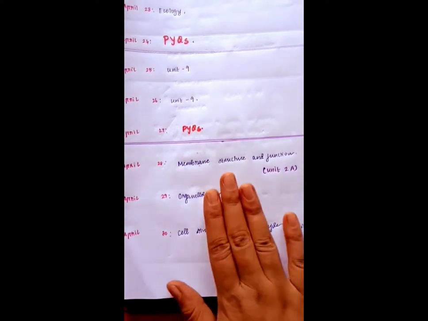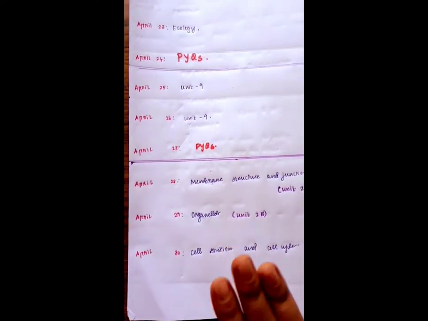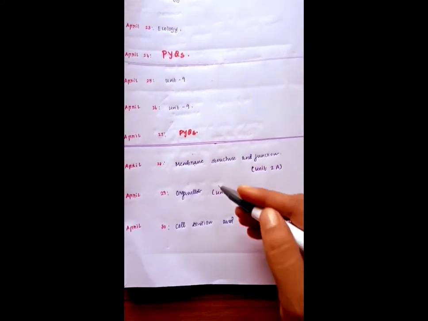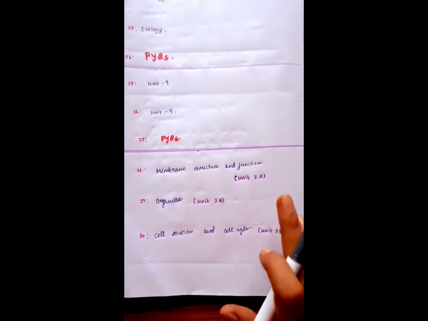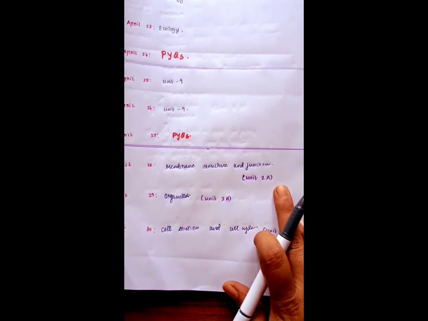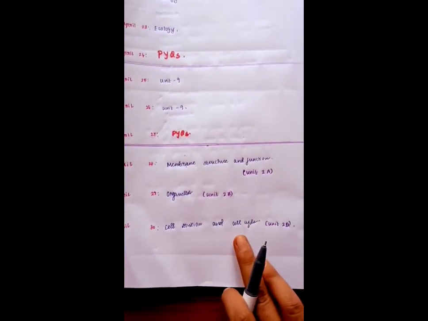Next is the second unit. I'm going to take 5 days to prepare. On the first day we'll study membrane structure and function, the next day is organelles, and the next day is cell division and cell cycle.